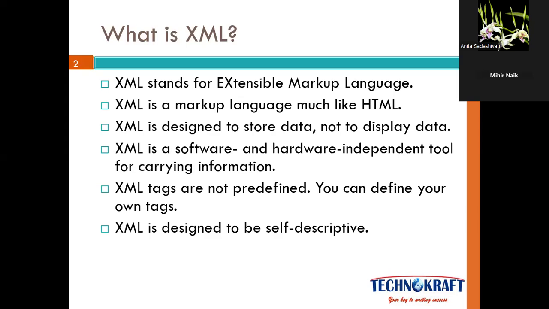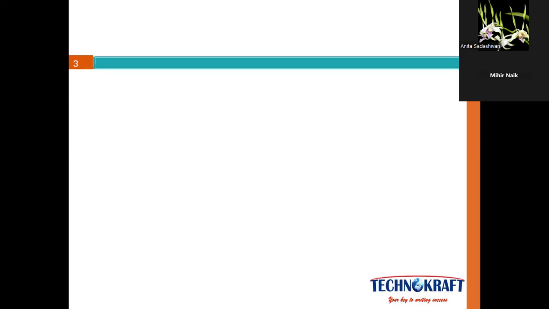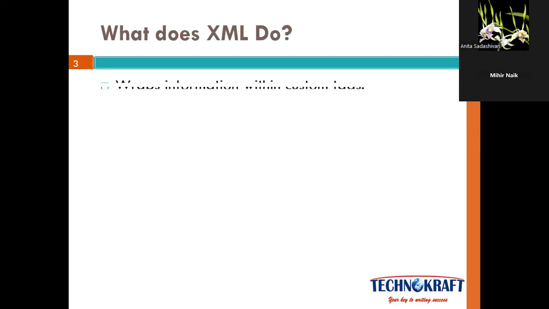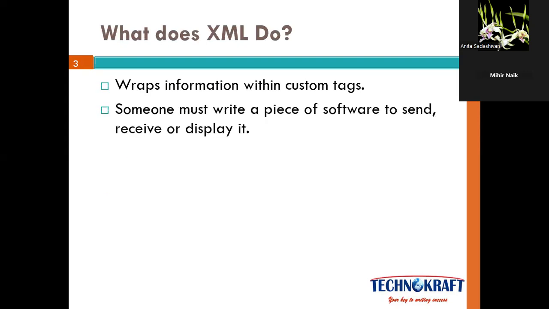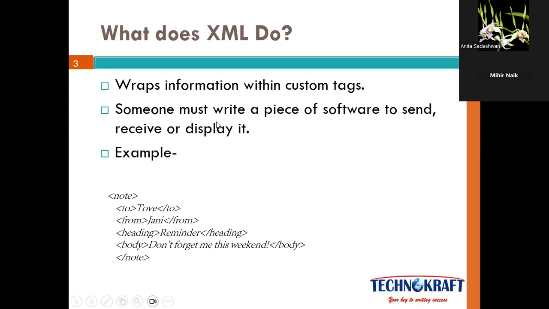XML is designed to be self-descriptive. XML is a World Wide Web Consortium recommendation. You must have heard of World Wide Web, right? Then what does XML do? It wraps information within custom tags. Someone must write a piece of software to send, receive, or display it.